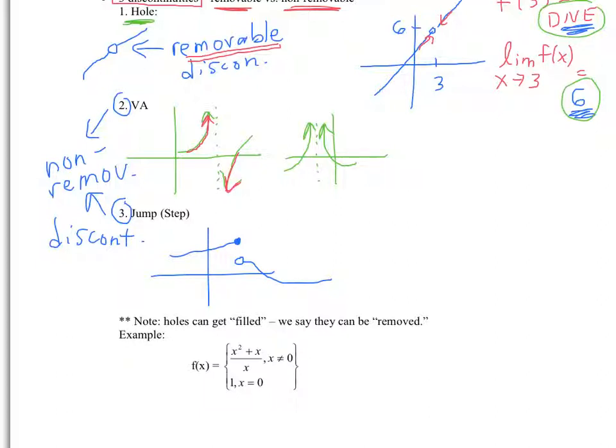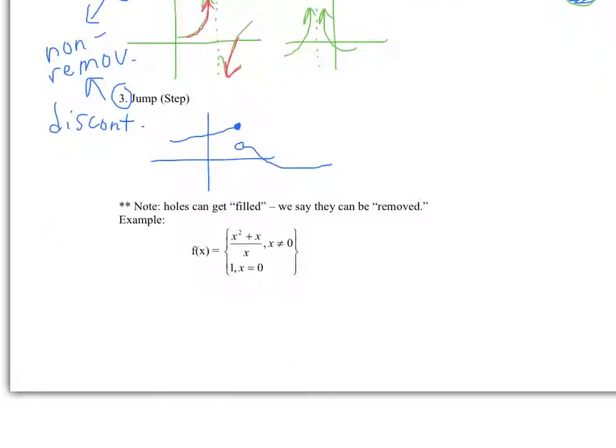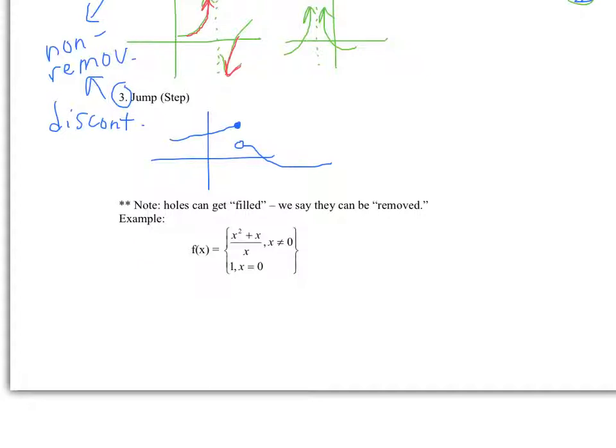Another explanation as far as why we call the hole a removable discontinuity can be shown in this example down below. This is a piecewise function. It's a function defined in pieces. We have this top piece where x is not equal to 0, and we have this bottom piece where x is equal to 0. Now if we were to graph this main function using, let's say, our calculator, what we would see is a line with a little hole or a little gap right there on the y-axis.